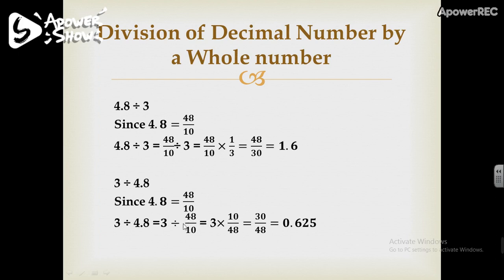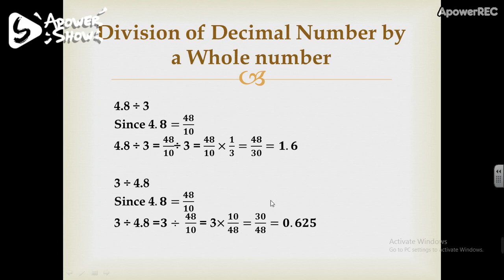We have to take the reciprocal of the second number. In the first case, my second number is 3, so I am taking the reciprocal of 3, that is 1 by 3. But in this case, my second number is 4.8, so I have to take the reciprocal of 4.8 or 48 by 10. So the reciprocal of 48 by 10 equals 10 by 48. So I am multiplying this whole number by 10 by 48. So 3 multiplied by 10 by 48 equals 30 by 48.